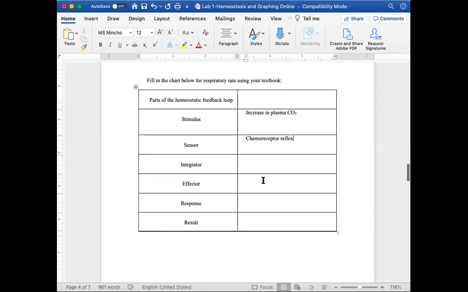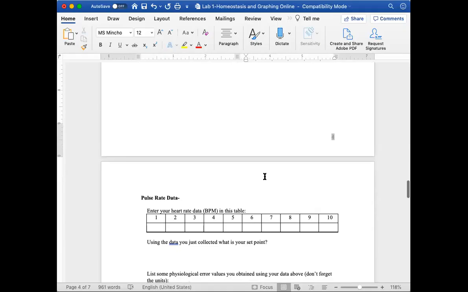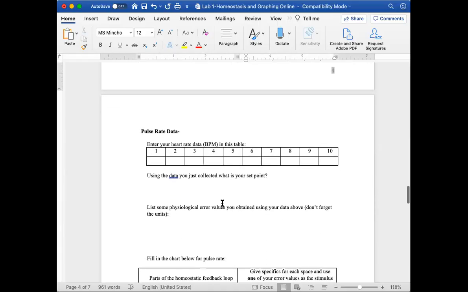I don't expect this one, and I don't expect the heart rate one to be easy. It's something that you guys haven't seen before, and it's going to take a little bit of practice and time. So be patient with yourself. I don't expect 100% perfection on the first day of class, right?